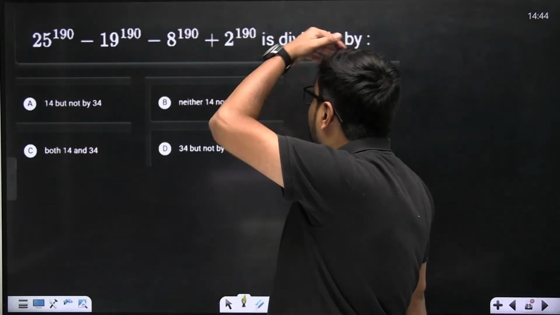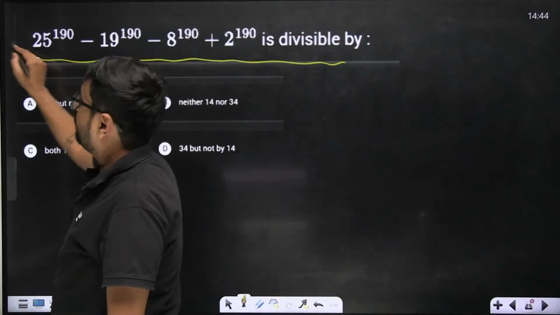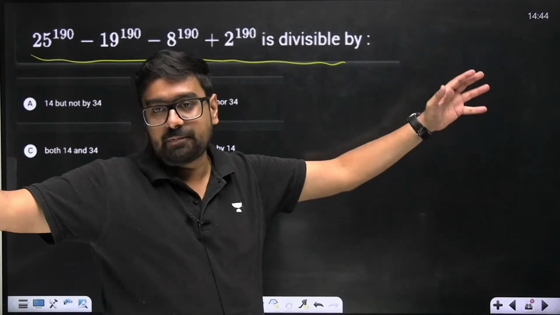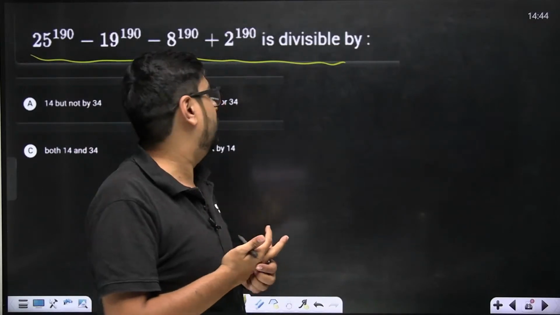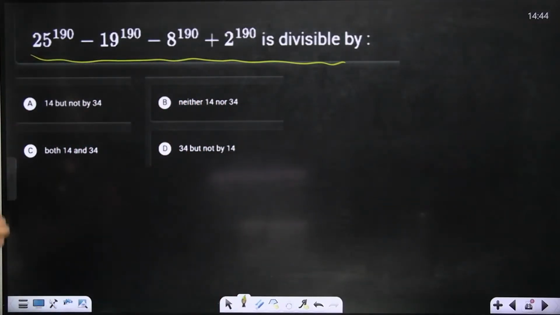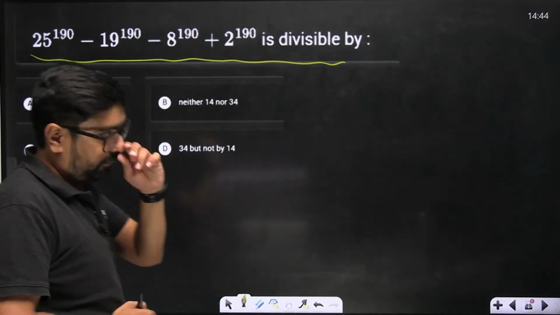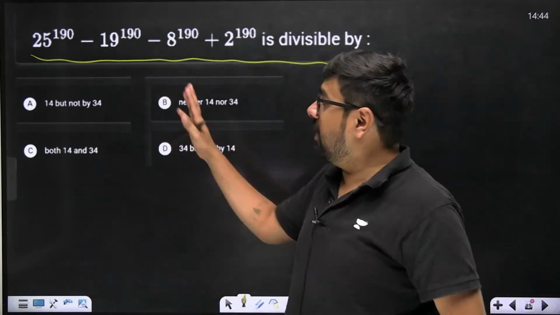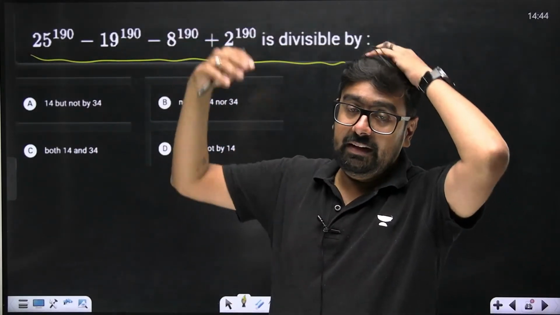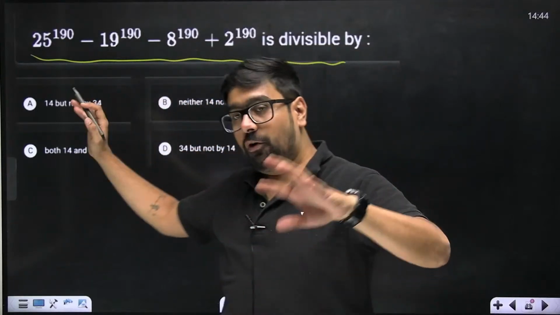Chaliye. Again, this type of question, not horrible looking, but a big expansion, big expression, and then they are talking about its divisibility. Here they are saying 25 to the power 190 minus 19 to the power 190 minus 8 to the power 190 plus 2 to the power 190 is divisible by 14 but not 34, neither 14 nor 34, both 14 and 34 but not 14. How to solve these types of questions? These should be very quick questions. You cannot apply that divisibility method where we convert into a multiple of 34 or 14 and then check.